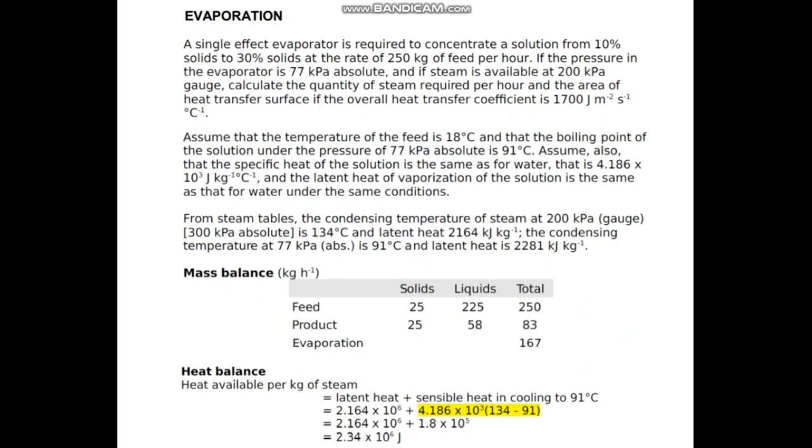is 91 degrees Celsius. Assume also that the specific heat of the solution is the same as for water, that is 4.186 times 10 to the power of 3 joules per kilogram degree Celsius, and the latent heat of vaporization of the solution is the same as that for water under the same conditions. From the steam tables, the condensing temperature of steam at 200 kilopascal gauge, 300 kilopascal absolute, is 134 degrees Celsius, and the latent heat is 2164 kilojoules per kilogram. And the condensing temperature at 77 kilopascal absolute is 91 degrees Celsius, and the latent heat is 2281 kilojoules per kilogram.